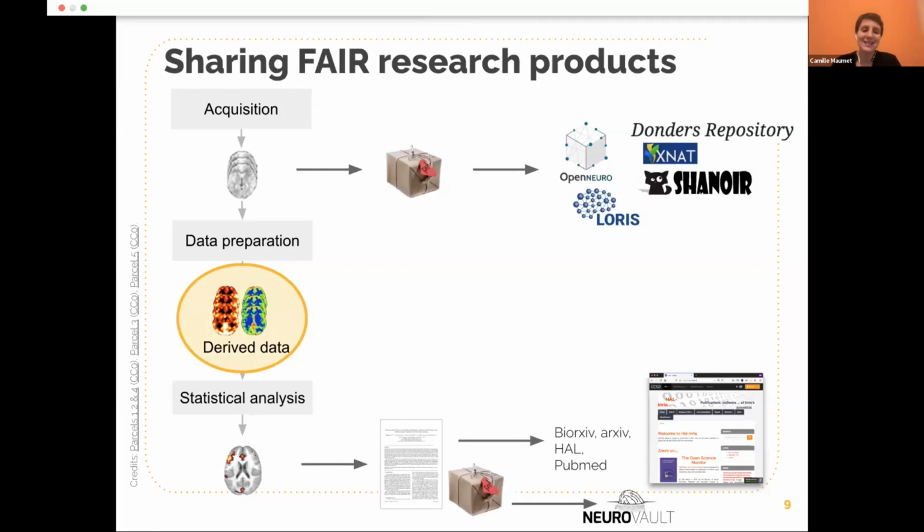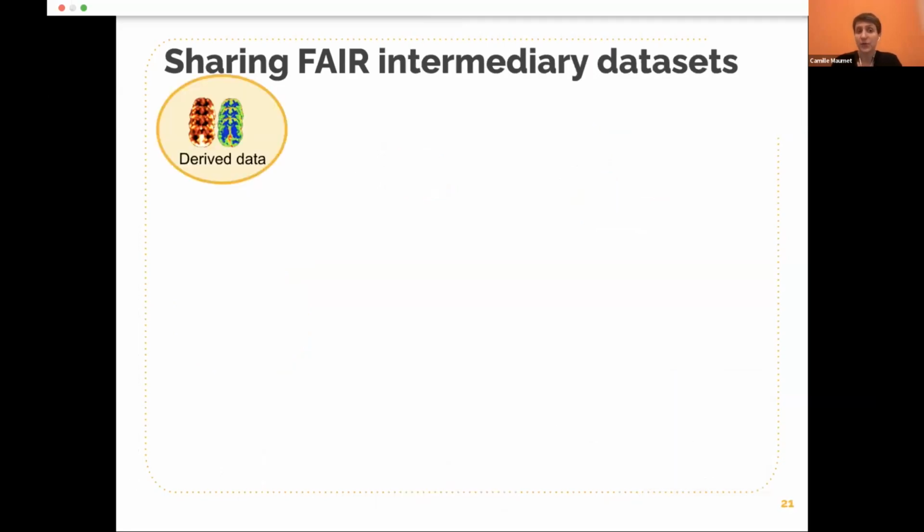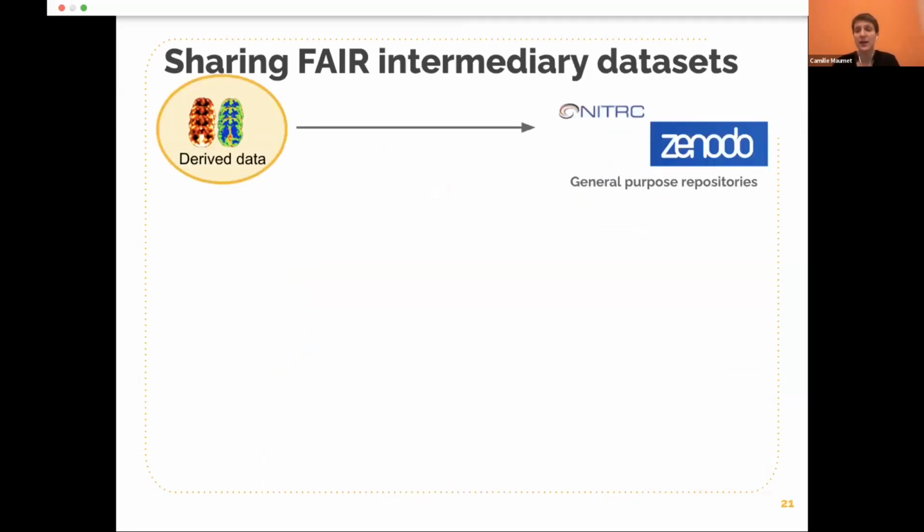And so we can easily see that there would be interest in sharing derived data, being maybe just the pre-processed data, or at a level that the researcher thinks is best suited to share. But of course, derived data corresponds to many different types of data in practice.